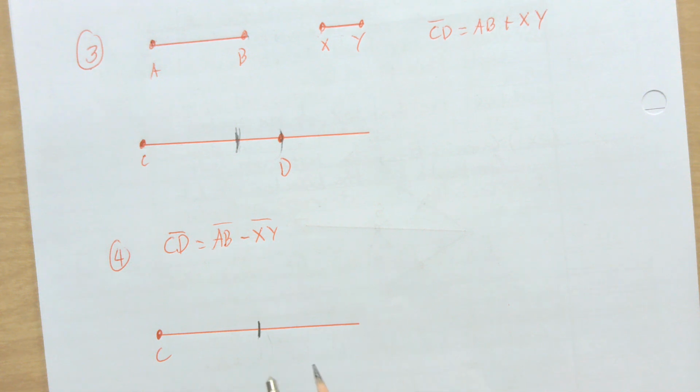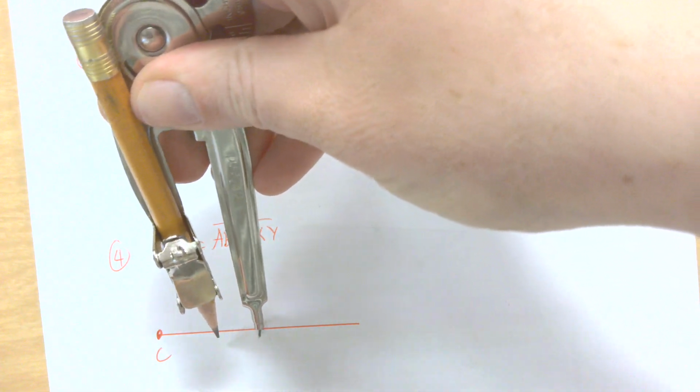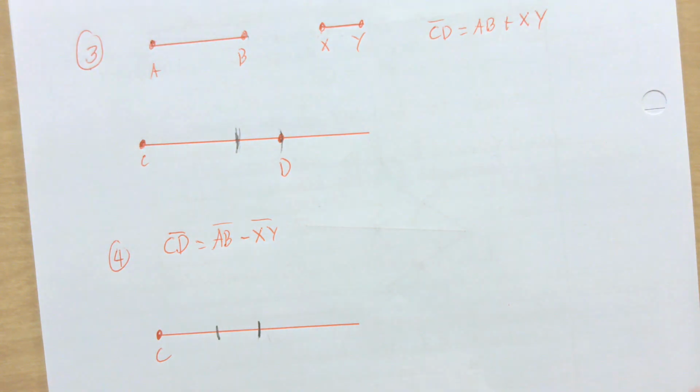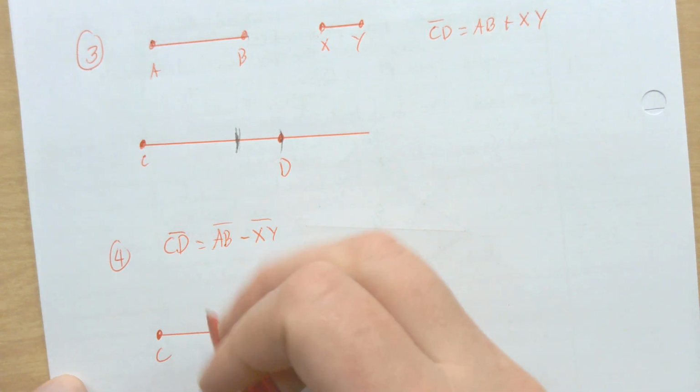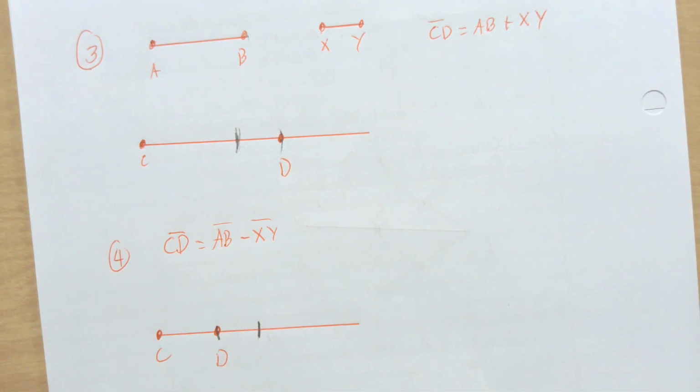So when I measured AB plus XY, I went this way with my compass. I added on to it. When I'm subtracting, I'm going to mark inside so that I'm taking away from what I have right now. So again, that second intersection is what you're going to label D. And CD is the length of AB minus XY. You did that right? I hope so too.